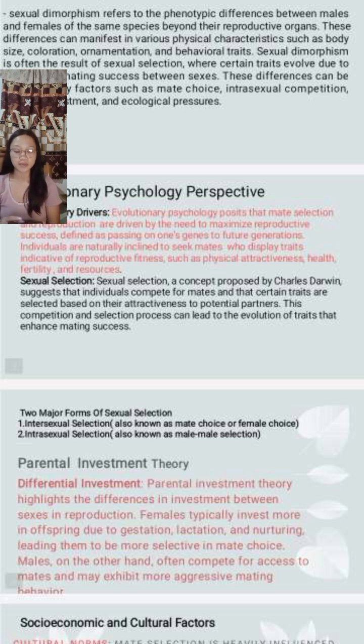For the introduction, mate selection and reproduction are fundamental aspects of human behavior influenced by four factors: the biological, the psychological, social, and the cultural factors. Understanding the strategies employed in mate selection and reproduction is very crucial for comprehending human evolution, the social dynamics, and individual relationships.